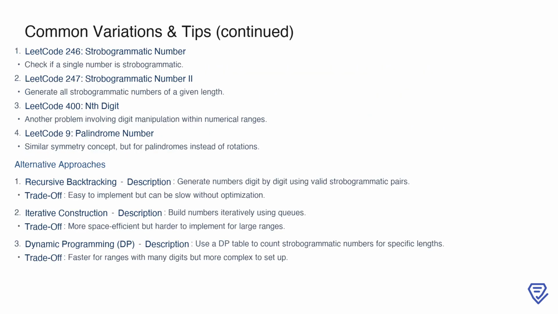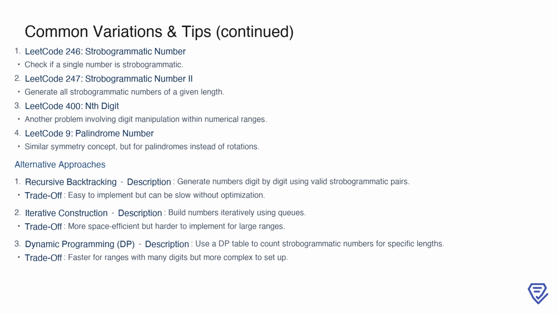There are several related problems that can help reinforce your understanding of strobogrammatic numbers. For example, LeetCode 246 focuses on identifying if a single number is strobogrammatic, while LeetCode 247 involves generating all strobogrammatic numbers of a specific length. LeetCode 400 explores digit manipulation within numerical ranges, and LeetCode 9 examines symmetry in palindromic numbers, which is conceptually similar to strobogrammatic numbers. When it comes to solving these problems, there are alternative approaches you can consider.